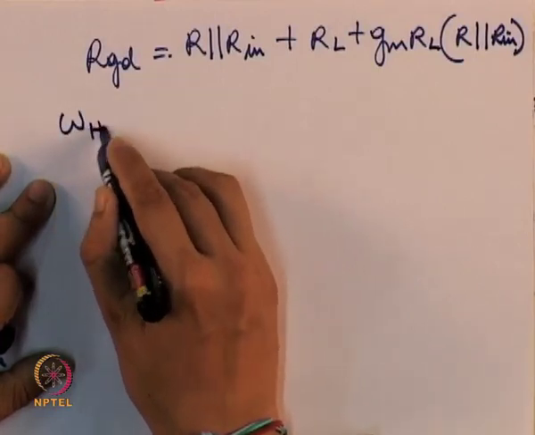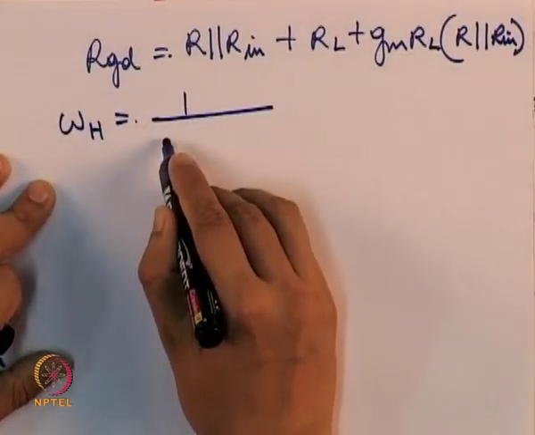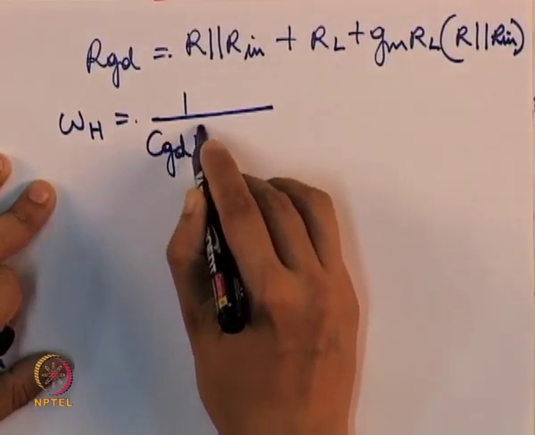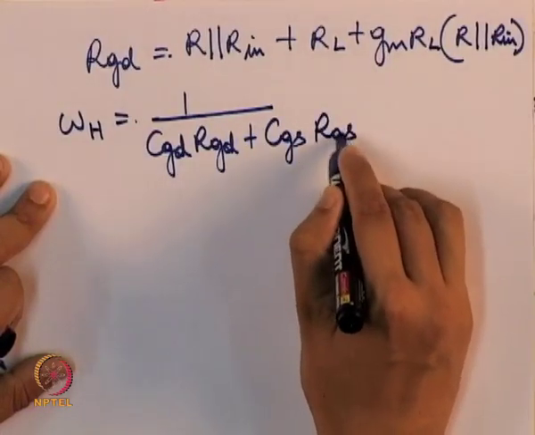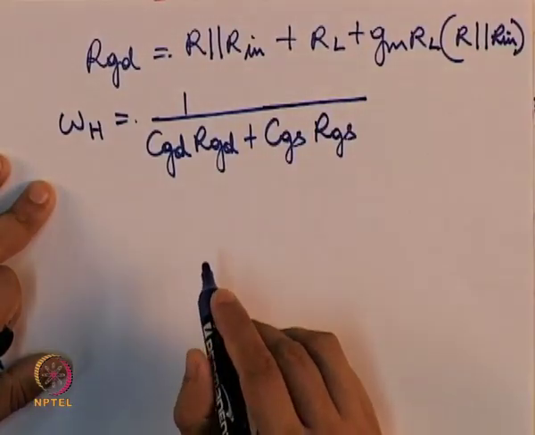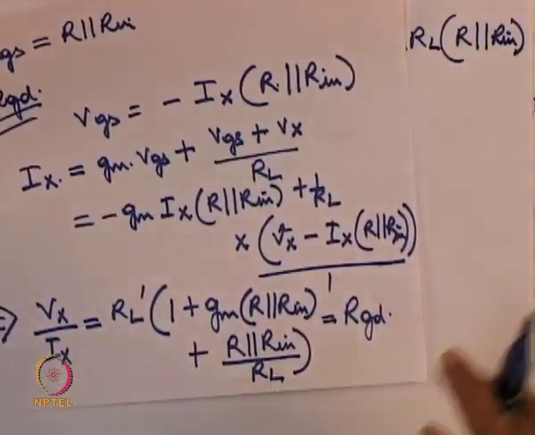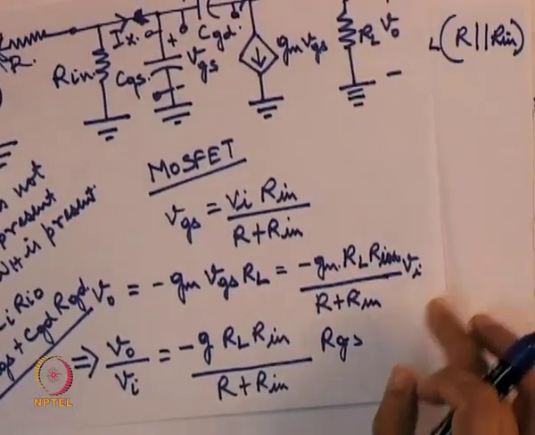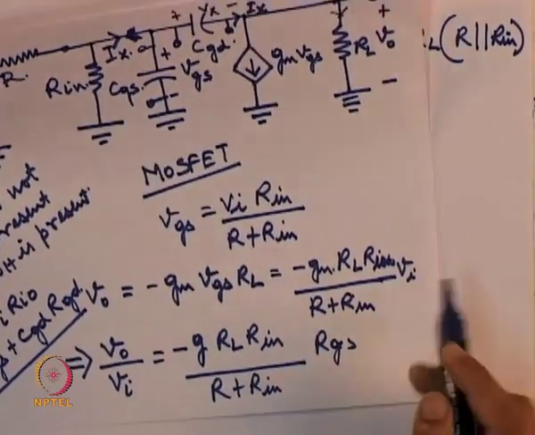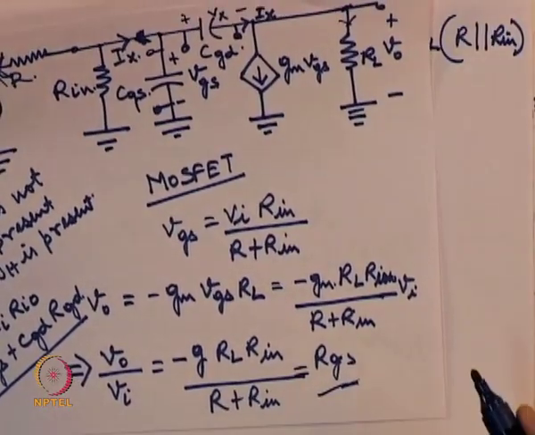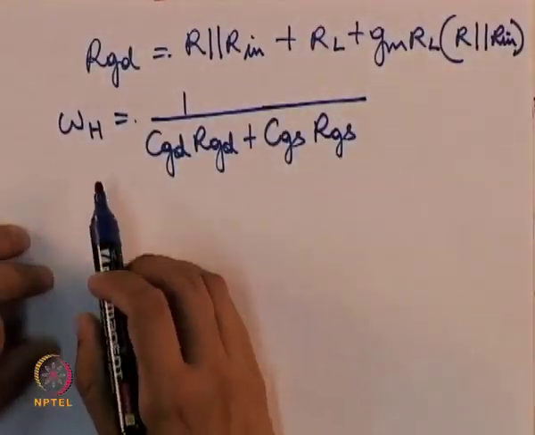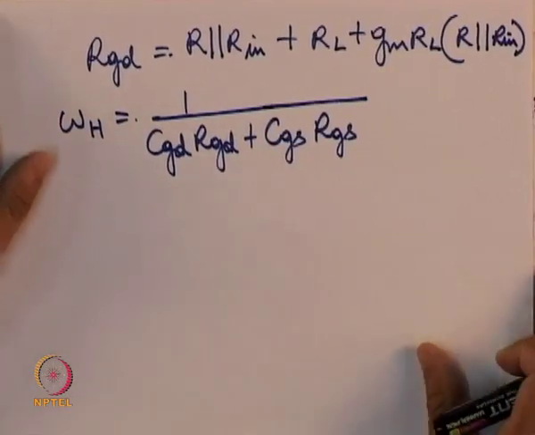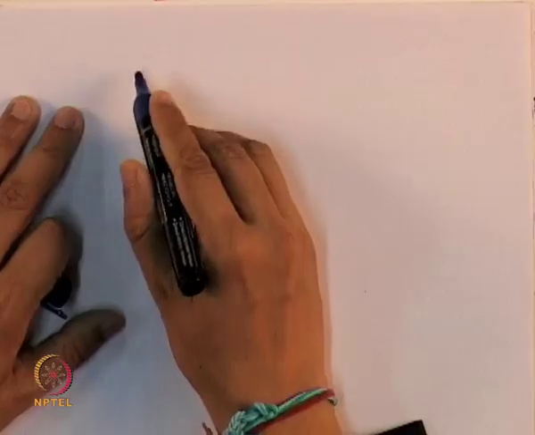Now, this upper 3 dB frequency, as I was mentioning earlier, is equal to 1 upon CGD RGD plus CGS RGS. Now we have the value for RGD, we also have the value for RGS, and we know the values of CGS and CGD. Substituting them we can get the value of omega h. Now, let us try another method, which is using Miller's theorem.